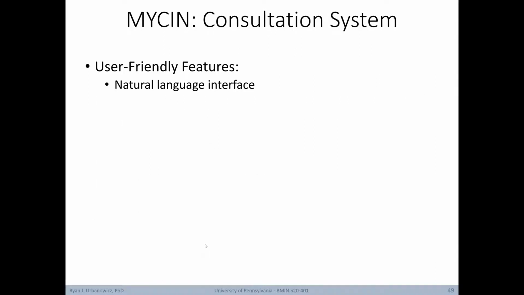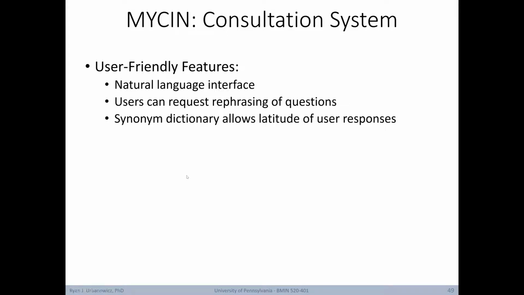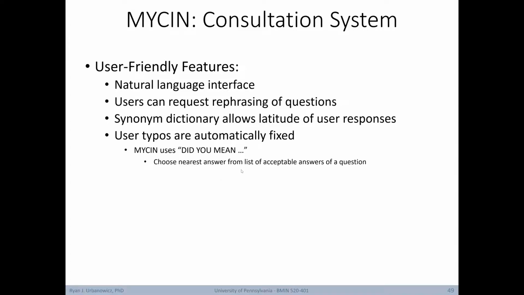Another key aspect of MYCIN is its consultation system. This gives MYCIN some nice user-friendly features, such as a natural language interface, where users can also request rephrasing of questions. It has a synonym dictionary that allows a latitude of user responses, giving the system a lot more flexibility for users. And interestingly enough, basic typos are automatically fixed, where MYCIN will say, "Did you mean?" and propose a closer, valid text entry chosen from a list of acceptable answers to a question.